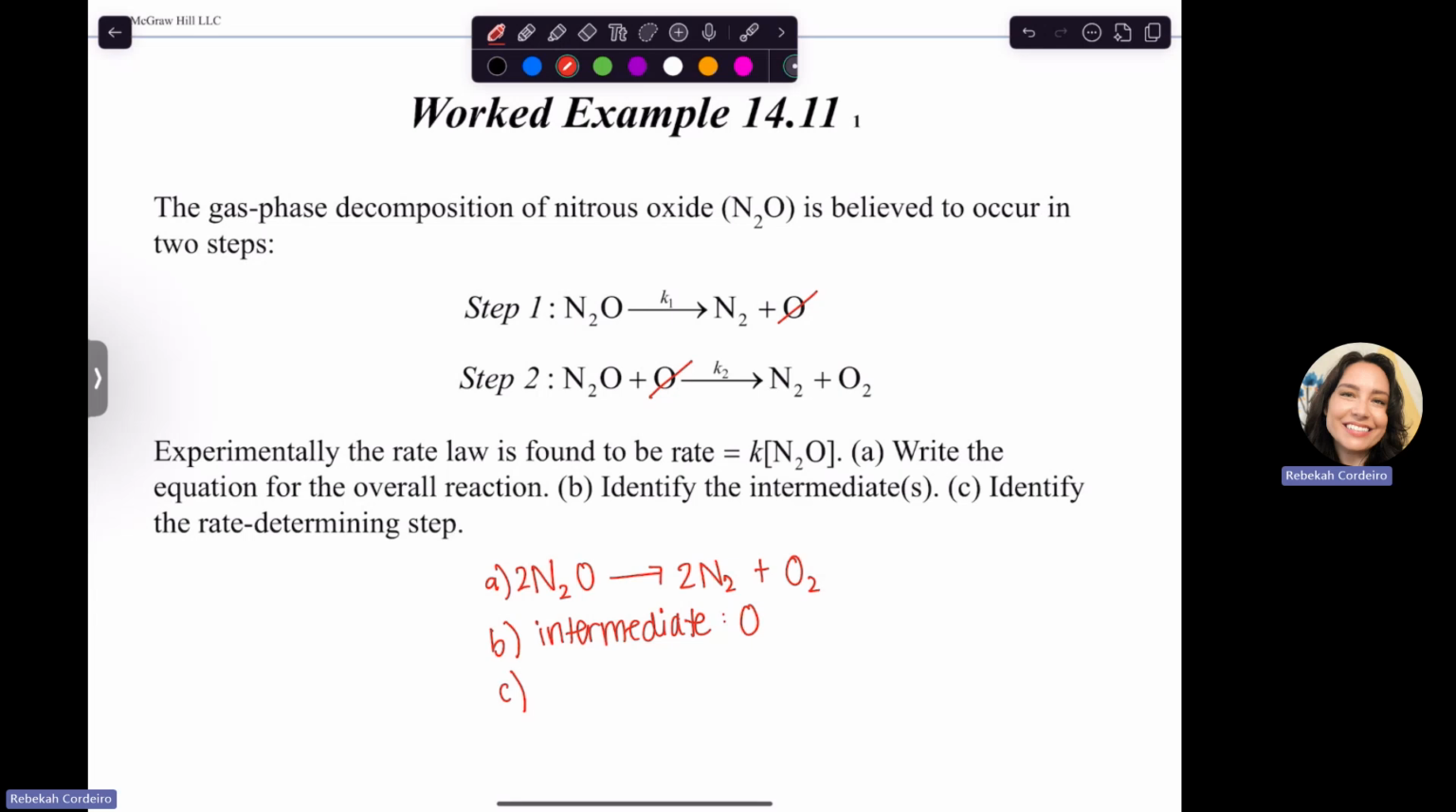And then what's the rate determining step? So if the rate is first order with respect to N2O, it could be, so you're thinking about, oh, these are both ones for N2O. However, step 2 has the oxygen in it. And so it's probably less likely to be the rate determining step because then the rate law would have to have oxygen in it. And we don't see the rate law with oxygen in it. So we'll say step 1 because 1 N2O and nothing else.